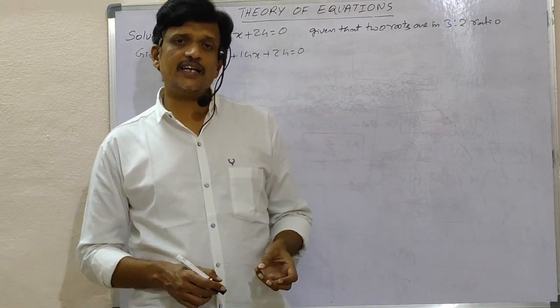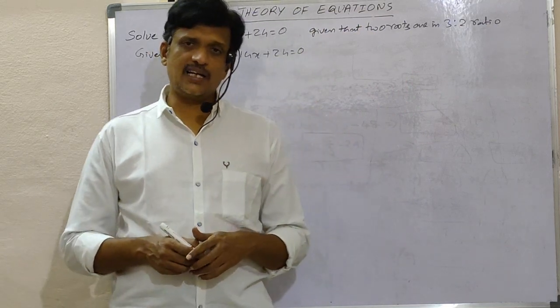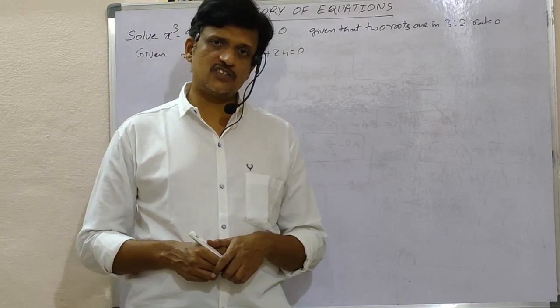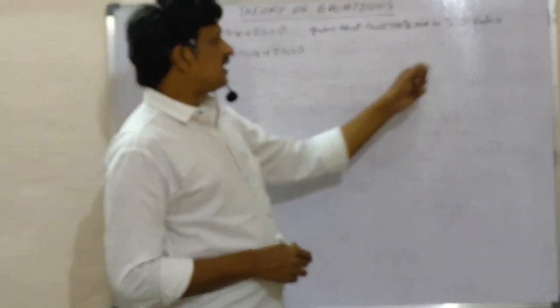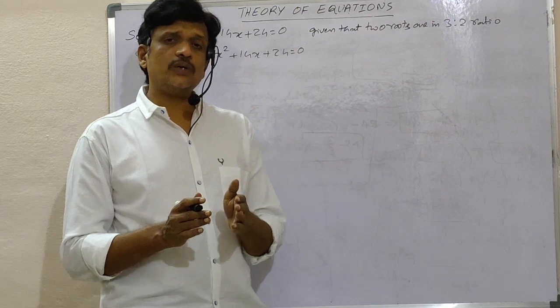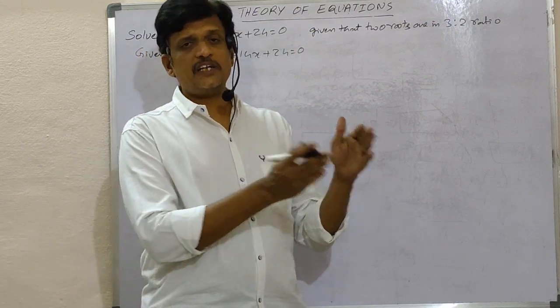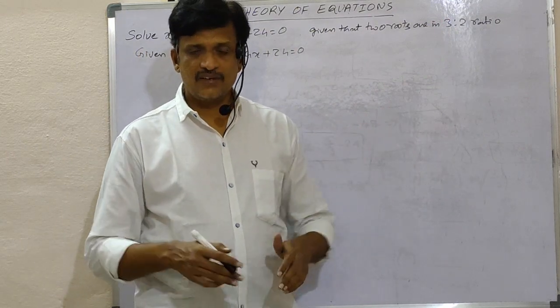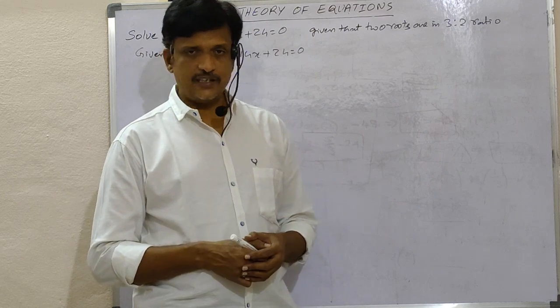You need to calculate only two unknowns, alpha and beta. No need to find gamma. Okay then. Two roots are in the ratio 3:2, which means if the first root is 3 alpha, then the second root will be 2 alpha. That's it, where alpha is any constant or fixed value.